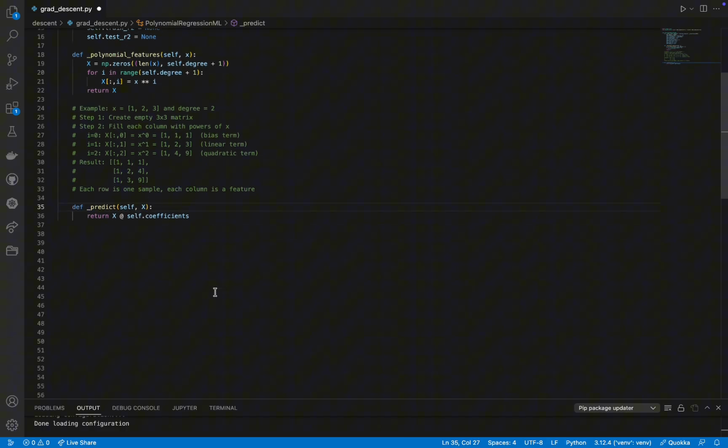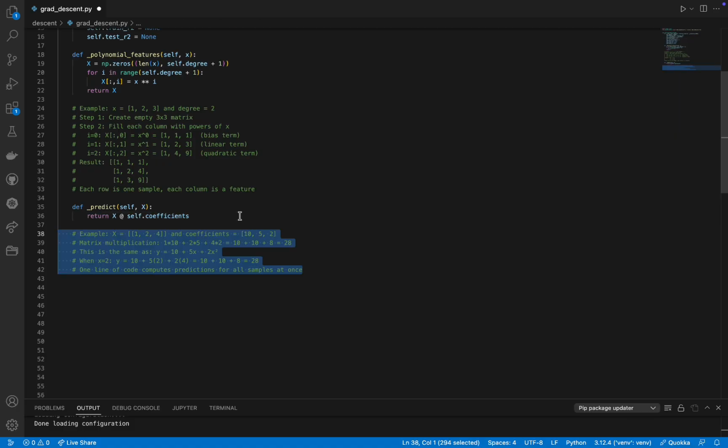So making predictions is simple thanks to matrix multiplication. The entire prediction function is just one line. Return x @ self.coefficients. That symbol is a Python matrix multiplication operator, also called the dot product. And let me show you exactly what it does.